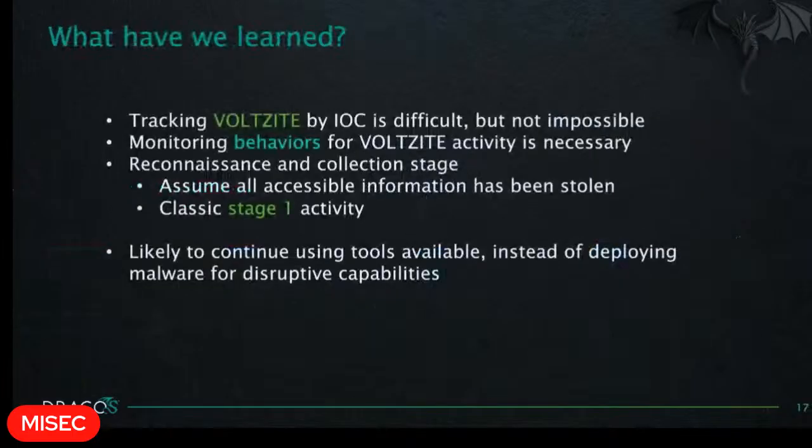So that gets me to my next point. Tracking VoltSite is actually extremely difficult because the behaviors are so hard to find, but it's not impossible. And if you see the IOC for it, definitely investigate, right? And that's how we were able to find it there. But yeah, you absolutely have to monitor for those behaviors. So you don't have to be in the electric industry to care about this group. Probably everyone should, just because they're so low and under the radar. Definitely keep that in mind.